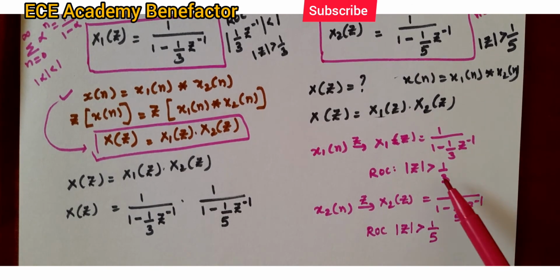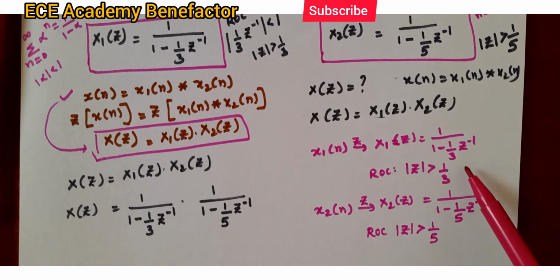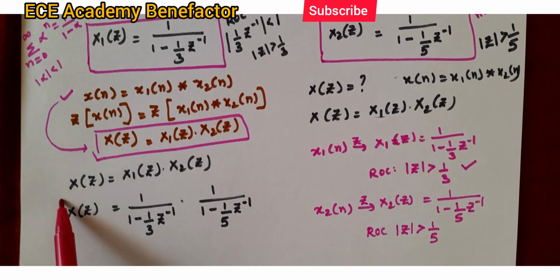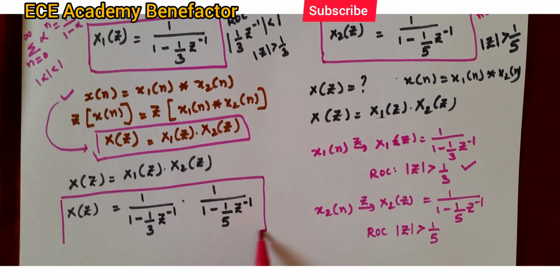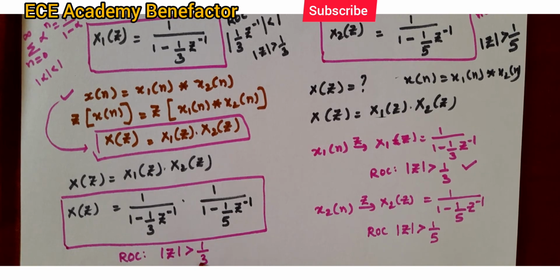If you compare these two values, 1 by 3 and 1 by 5, 1 by 3 is the greater value. So, when you are having two ROCs, the value which is greater will be taken as the final ROC. So, X of z is this one, and what is its ROC? ROC is mod z greater than 1 by 3.